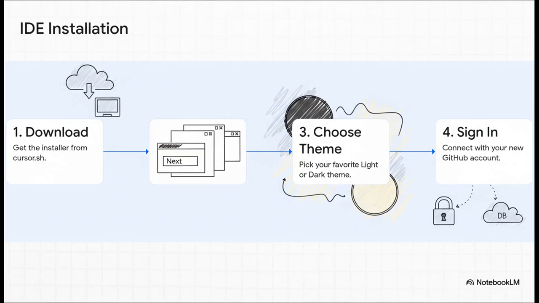And installing it is something you've done 1,000 times before. You just download it, click through the installer like any other application, pick a light or dark theme, the important choice, and then you sign in with that brand new GitHub account you just created. And that seamlessly connects your local computer to your cloud storage.